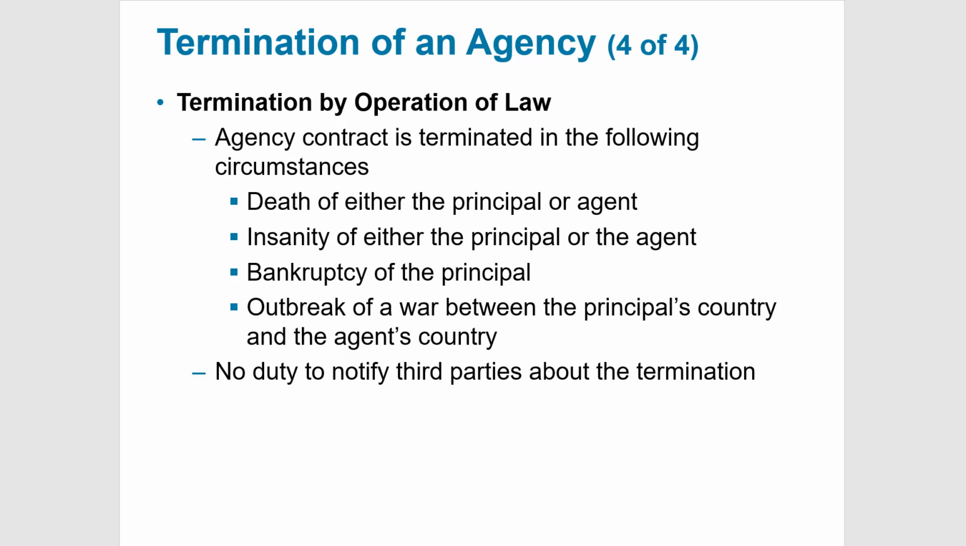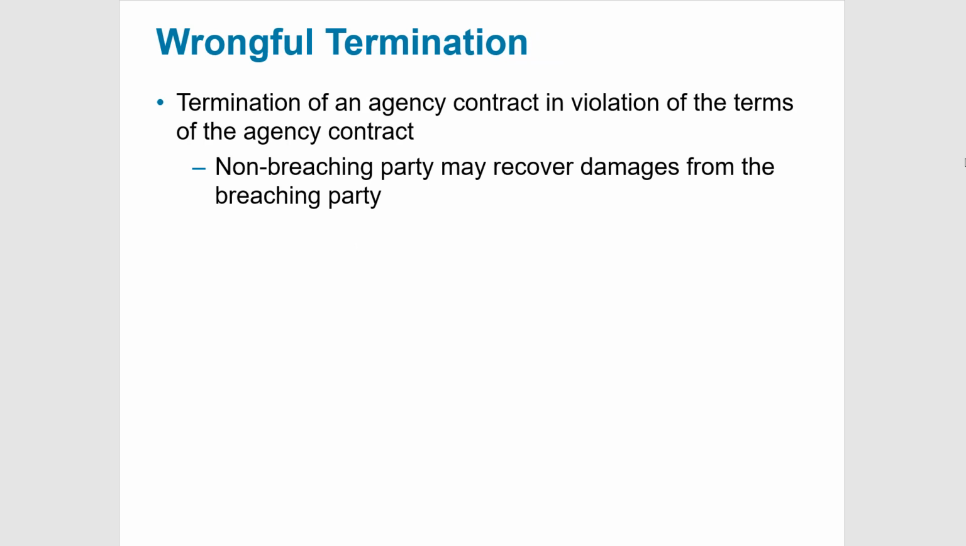If the two parties declare war against each other, and then one of them tries to sue each other for breach of contract or something like that, then they would probably be allowed out of that. In these situations, by operation of law, there is no duty to notify third parties about the termination of that relationship. Finally, we have wrongful termination, which is if one party tries to terminate an agency contract, but that violates the terms of the agency contract, one party could sue the other for wrongful termination and recover damages that they might suffer.